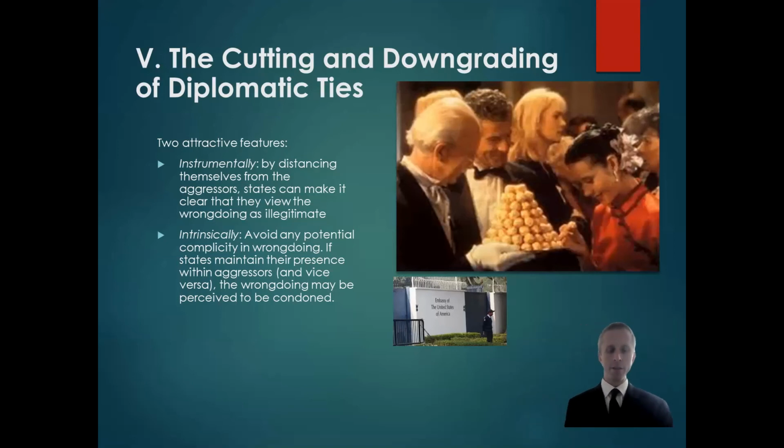Firstly, by distancing oneself from the offending state, states can make it very clear that they view the other state as illegitimate. So when they withdraw their ambassadors, their diplomats, when they refuse to have any contacts with the other state in question, it makes it very clear that they disapprove of what's going on.